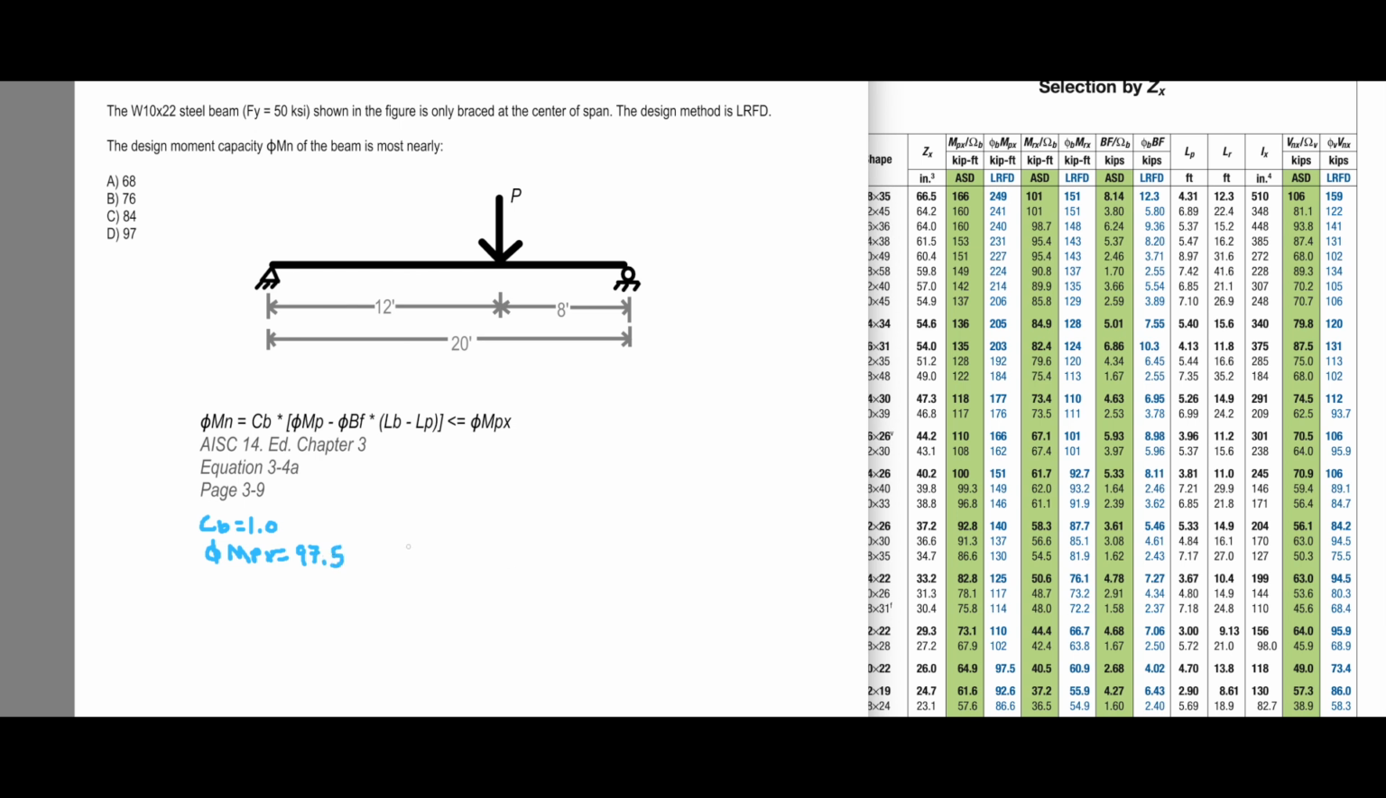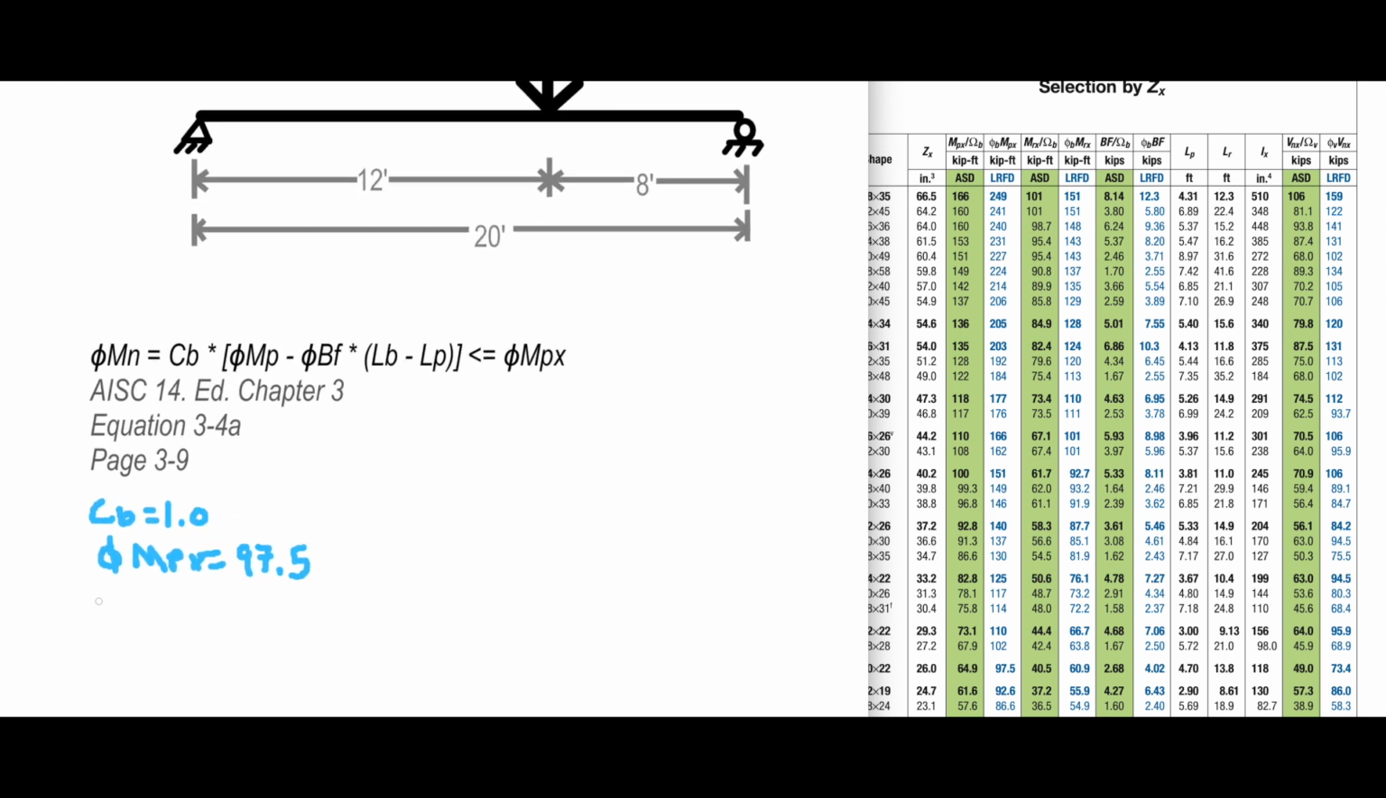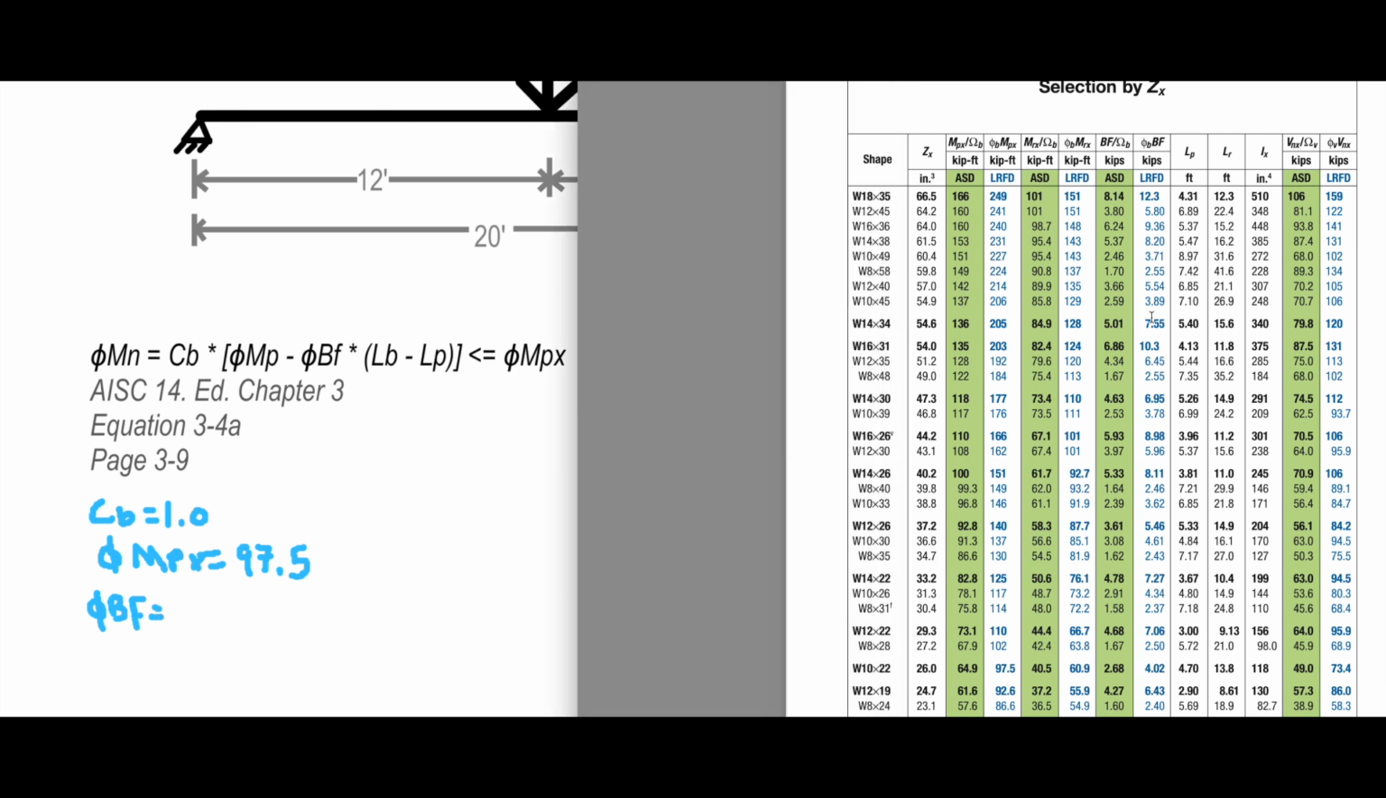Okay, now what is phi BF? Again, that is simply a table lookup. So phi BF for a W10 by 22 is equal to 4.02.